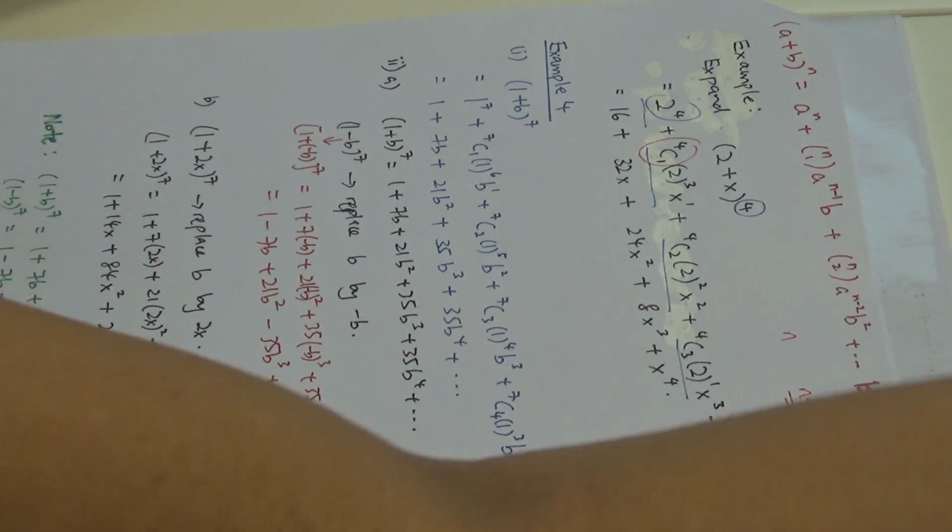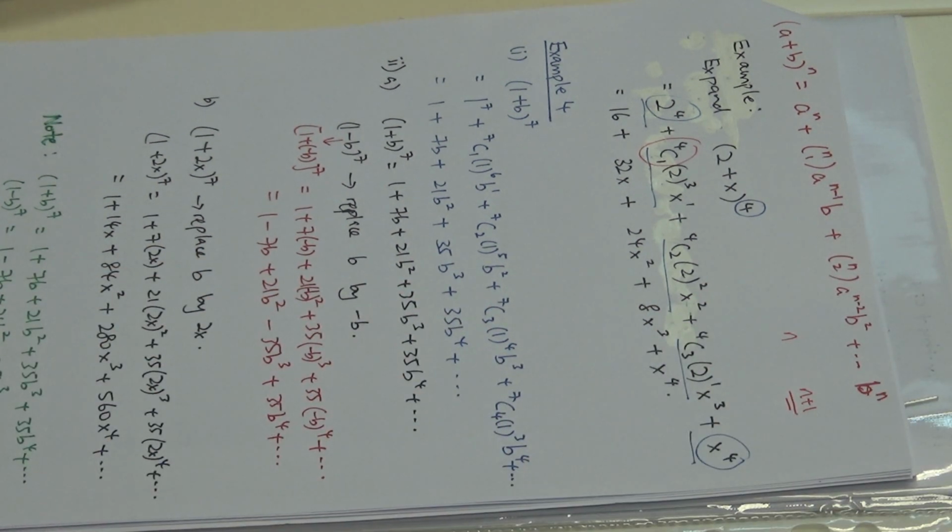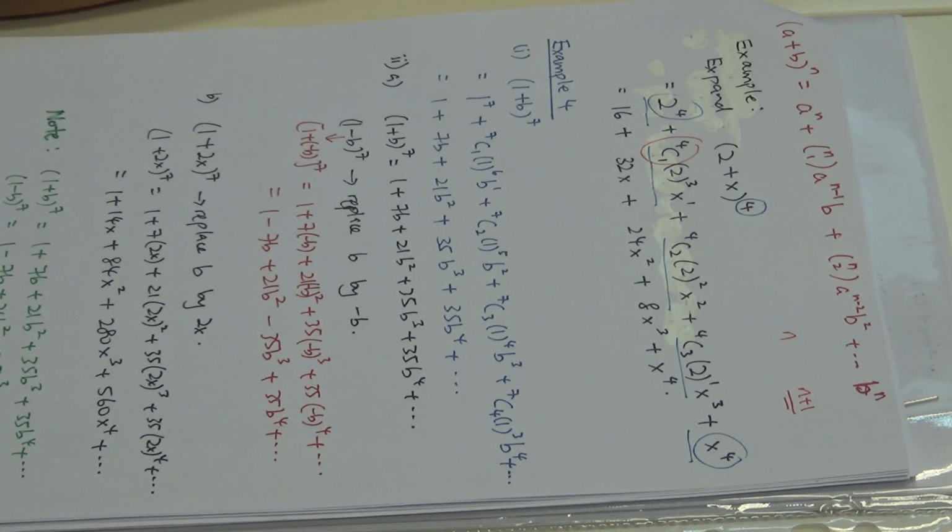Okay, alright, now can you look at example 4 on page 140, part 1. The question says, use the Pascal triangle to find the first 5 terms in ascending powers of b in the expansion of (1 + b) to the power of 7. They want the first 5 terms. Now, I'm not using the Pascal triangle. I'll be using the binomial theorem.